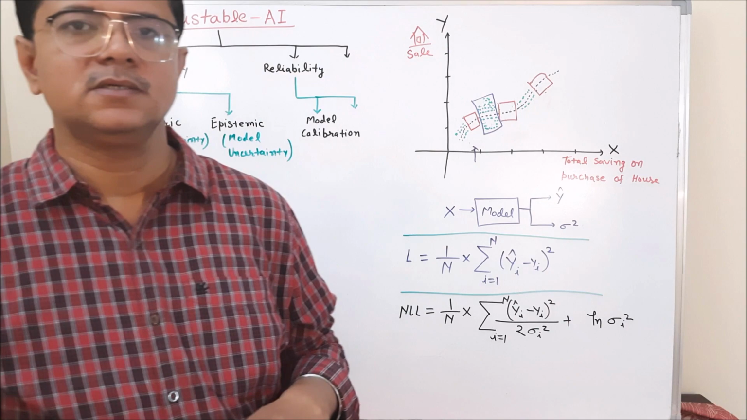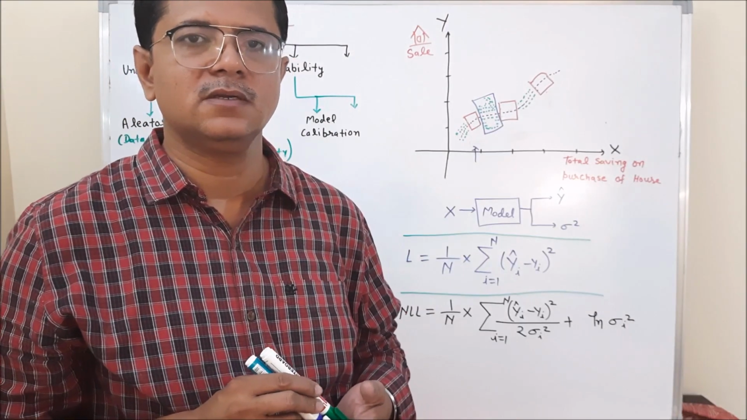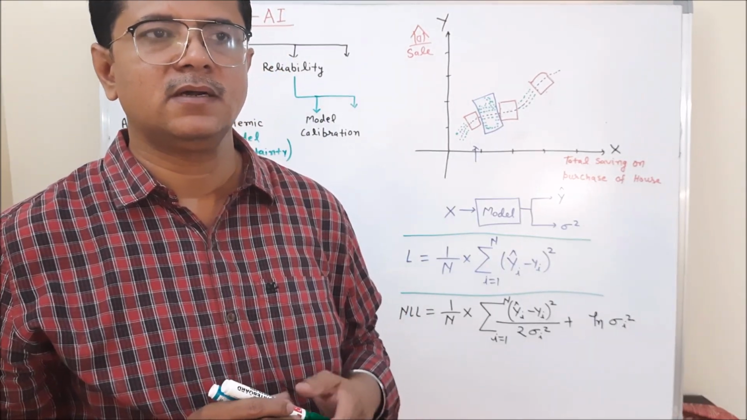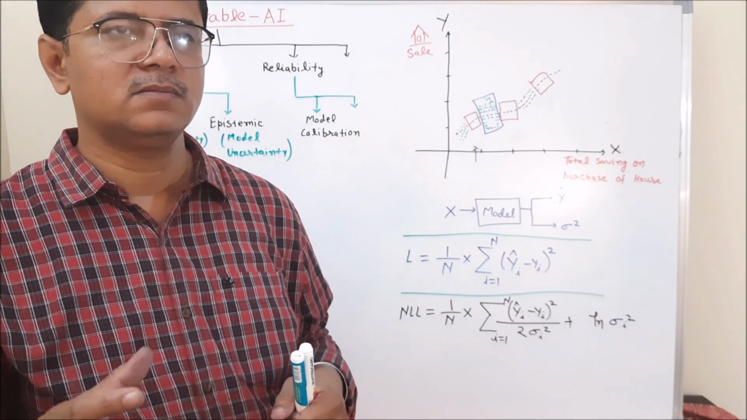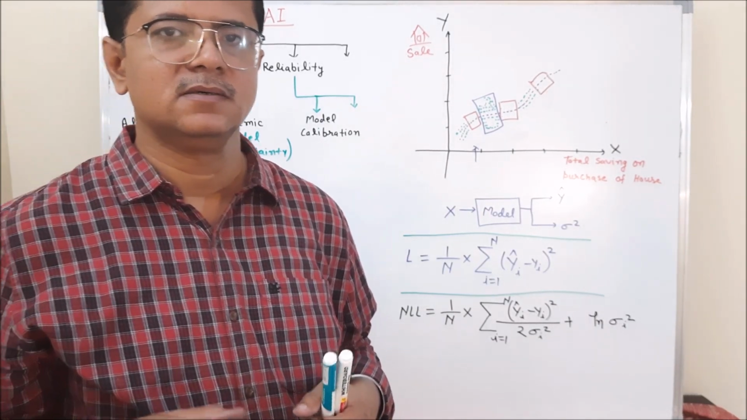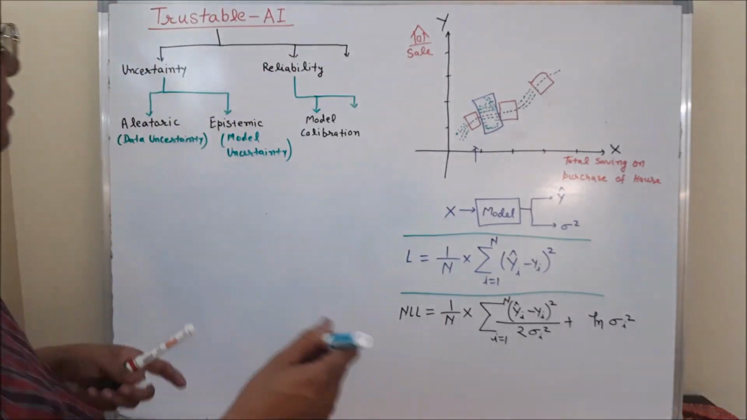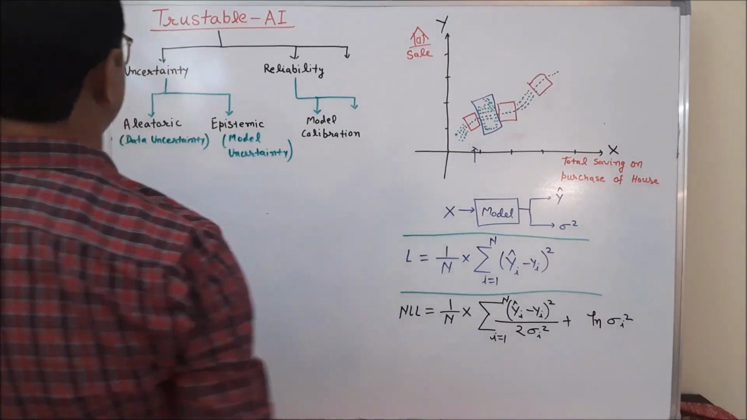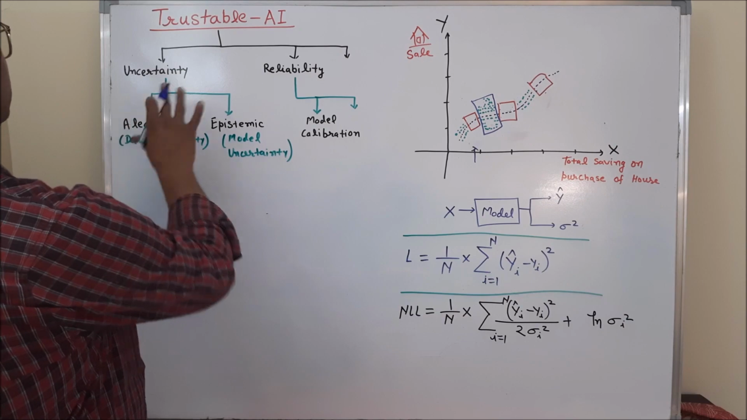Hello, I'm Neeraj. In this part of the tutorial, I will try to explain how we can solve the situations of aleatoric and epistemic uncertainties. First of all, we will concentrate on aleatoric, or data, uncertainties.